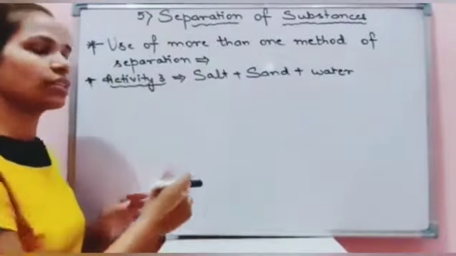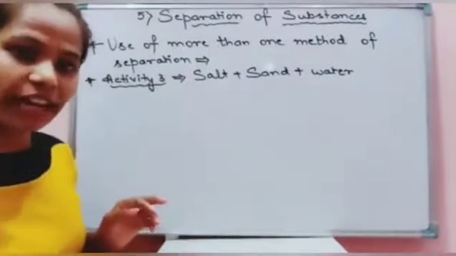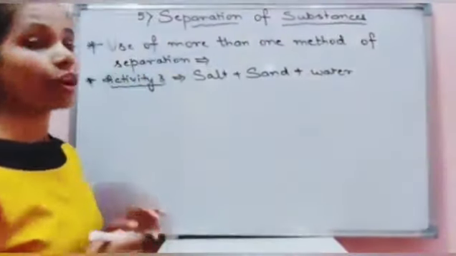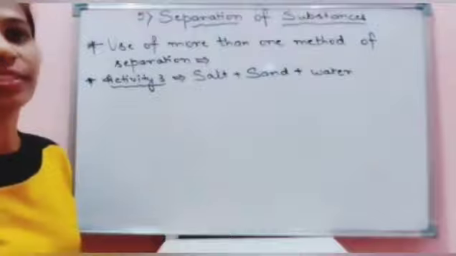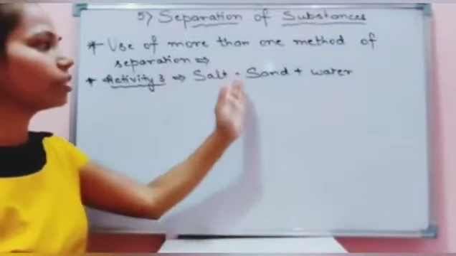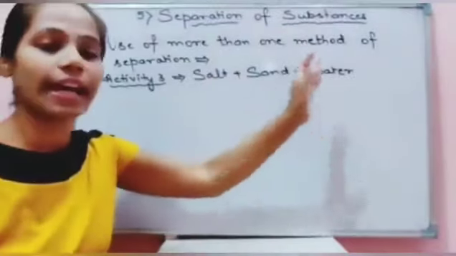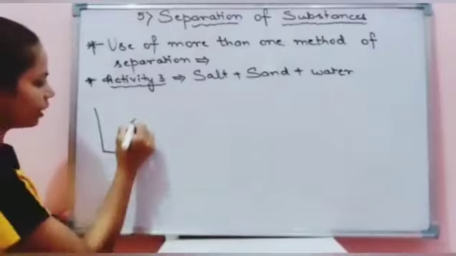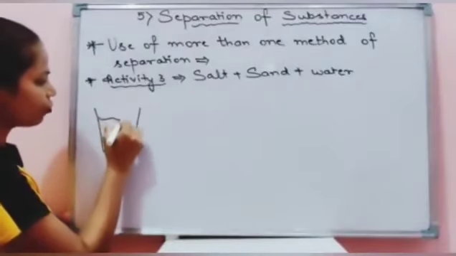Let me give you one example. Suppose I have a mixture of salt, sand and water. How can I separate it, children? I can apply 2-3 methods to separate the mixture of salt, sand and water. Suppose here, children, I have one container in which water is filled.